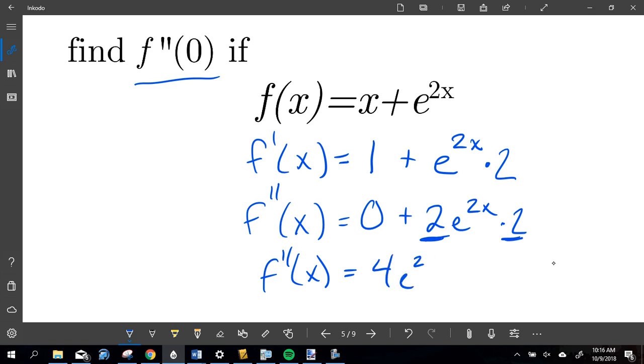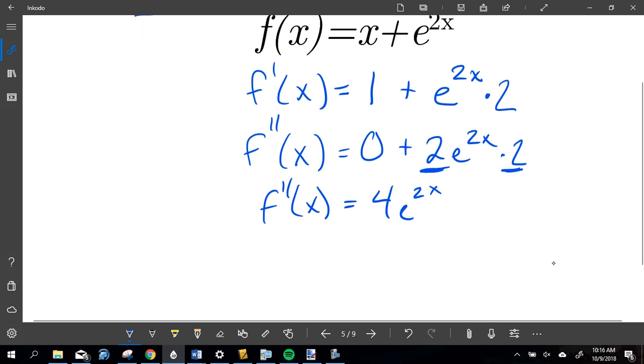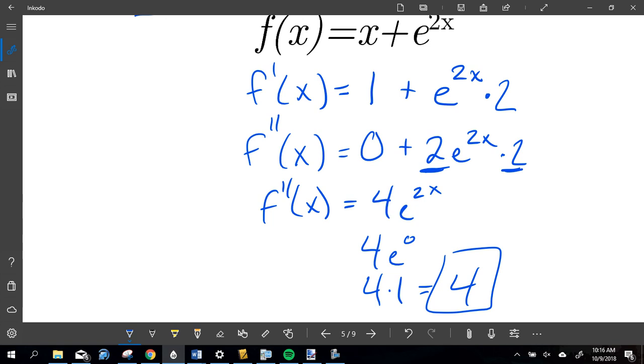4e to the 2x. But I want to know the derivative at 0, so what am I going to do then? Plug in 0 for x, so 4e to the 0. Anything to the 0 power is 1. 4 times 1 is 4. That's my final answer.